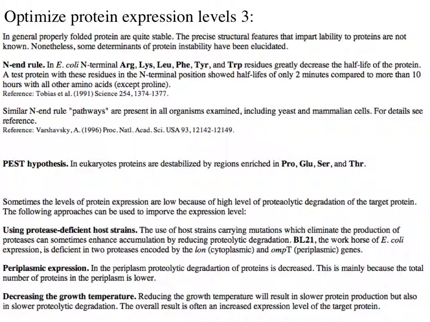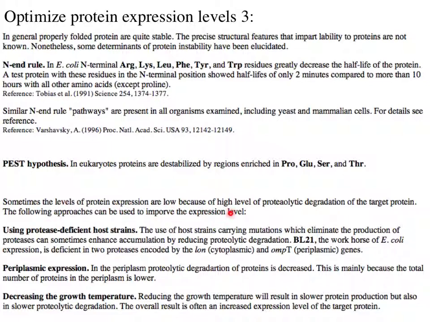Similar N-end rule pathways are present in all organisms, including yeast and mammalian cells. And then there is the PEST hypothesis. In eukaryotic proteins, the proteins are destabilized by regions enriched in proline, glutamic acid, serine, and threonine.